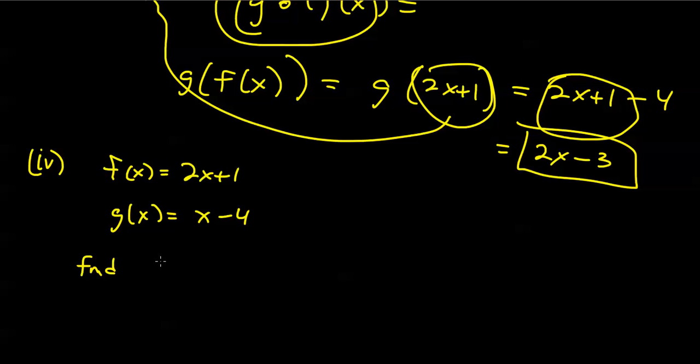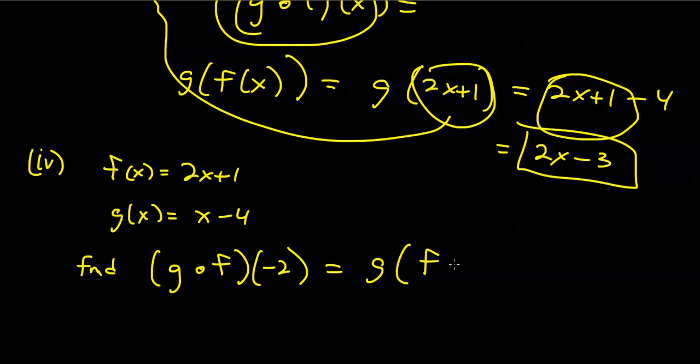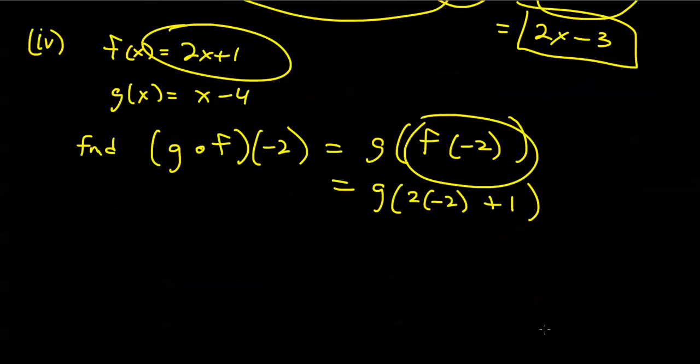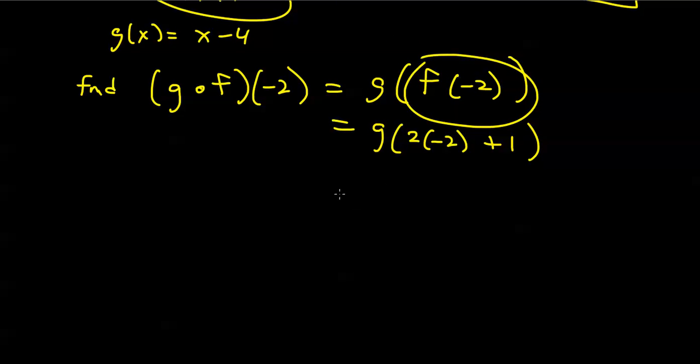Find g composed with f at minus 2. So we're actually specifying a numerical value of x here. Alright, well, by definition, that is g of f of minus 2. Well, f of minus 2 I can find out pretty easily. I plug in minus 2 into the 2x plus 1 machine. And 2 times minus 2 plus 1, of course, that's going to be minus 3.